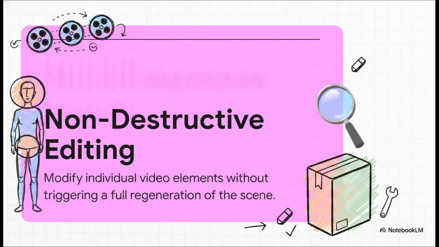Seedance 2.5 introduces non-destructive element-level or region-level editing. What does that mean? It's the ability to modify specific regions or individual elements, a product, a background, a character's shirt, within a generated video, without triggering a full regeneration of the entire scene. No more throwing away a flawless 30-second clip just because you need to fix a tiny detail.